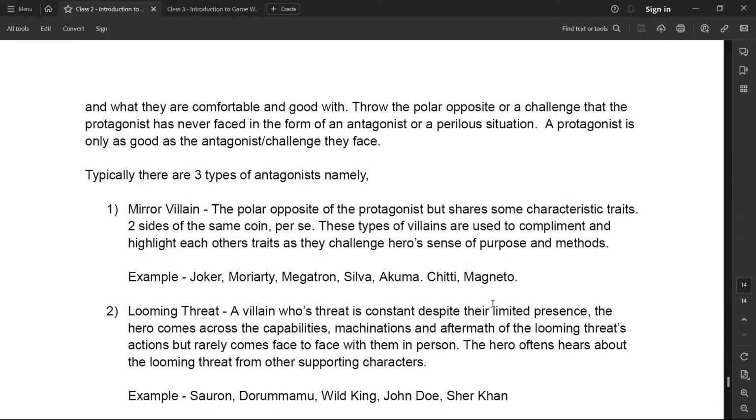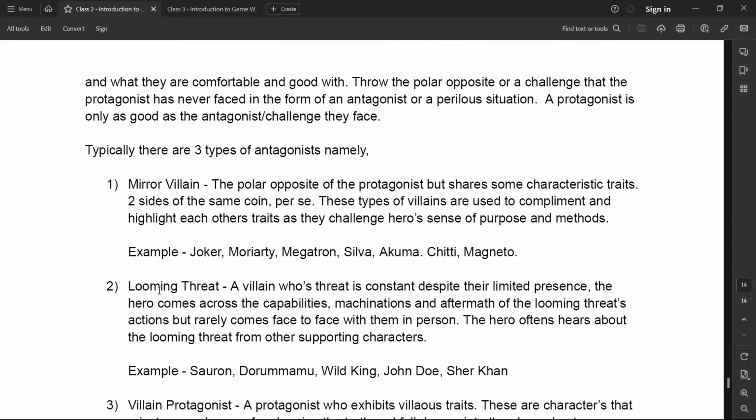I think the best example for this would be My Hero Academia, another popular anime. You have All For One and One For All. They're basically brothers. The powers are very similar to each other, but there's a stark difference in how the protagonist and antagonist use the power. So that would be the best example of a mirror villain.